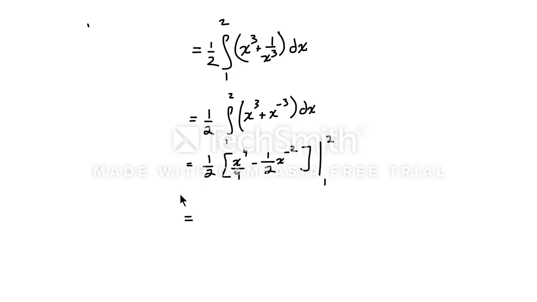The definite integral evaluates to 2.0625, which will be the length of the curve that we started off with.